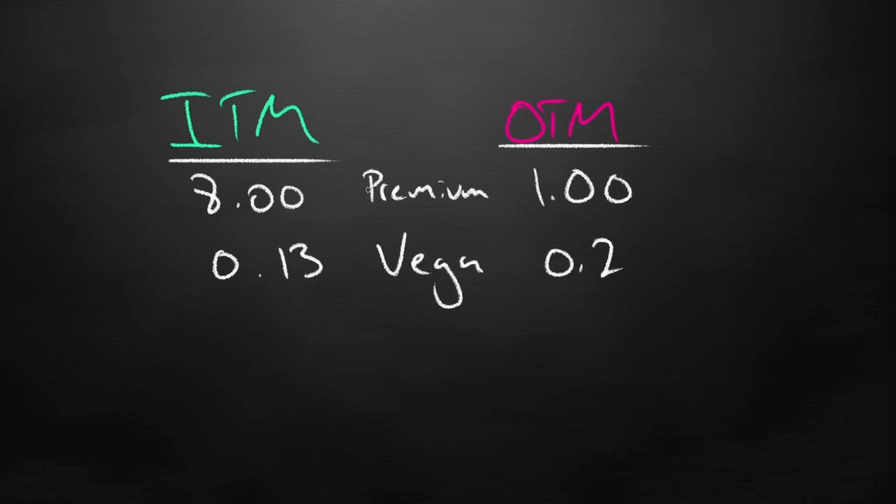For an example, we have an in the money option here and an out of the money option. Premium is $8 for the in the money, $1 for out of the money. The Vega is 0.13 for in the money and 0.2 for out of the money. There's two reasons why you will not want to buy an out of the money option.